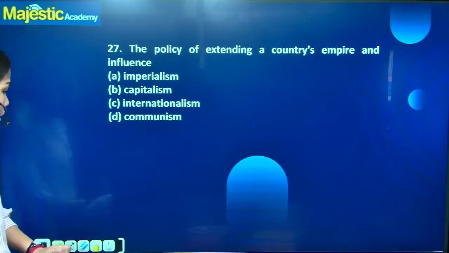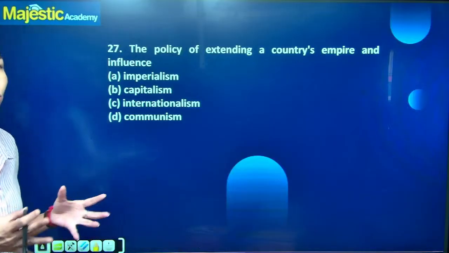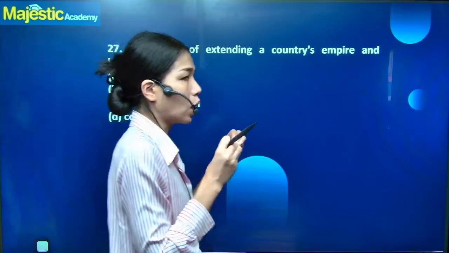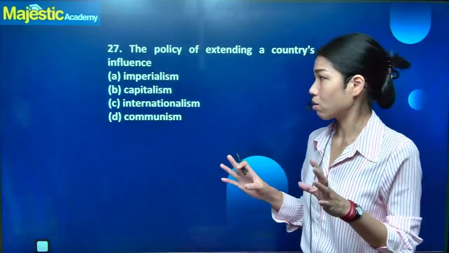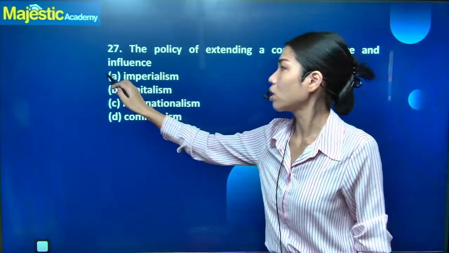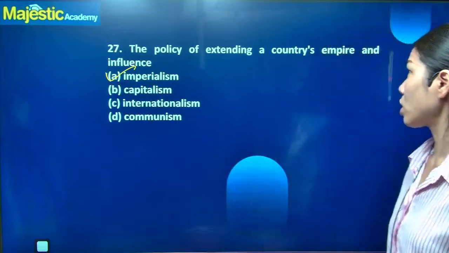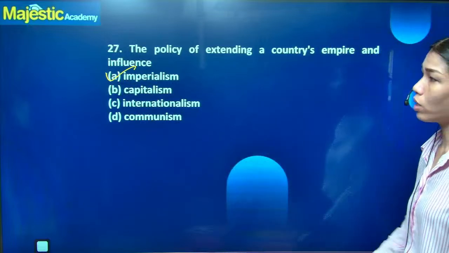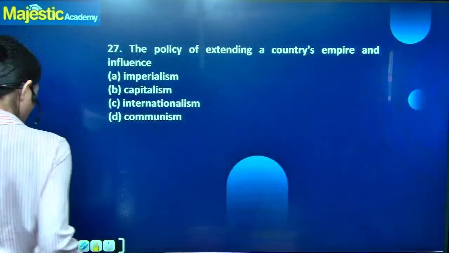Let's move to question number 27, and it says the policy of extending a country's empire and influence. This is a very common word which we have been reading in our historical books since I don't know how many times. Okay, so the answer is option A, imperialism. That means the policy of extending a country's empire and influence, that is imperialism. Okay, let's move to the next question.